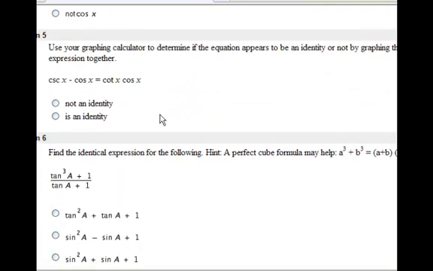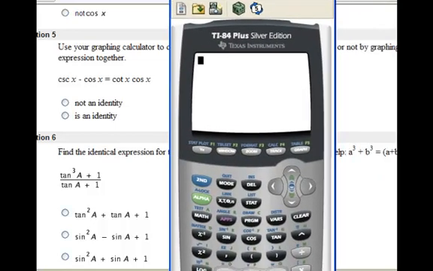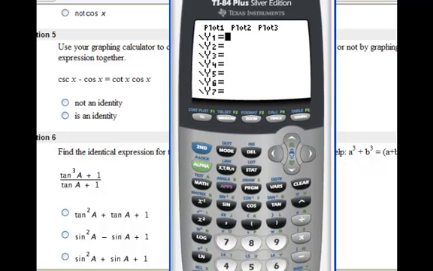Let's see, number 5 says, use a graphing calculator to determine if the equation appears to be an identity or not by graphing the left expression and right expression together. So I'm going to go to the graphing calculator. Okay. So y equals, and then the left hand side would be cosecant. I have to shift this a little up. Okay, so cosecant is the same as 1 over sine.